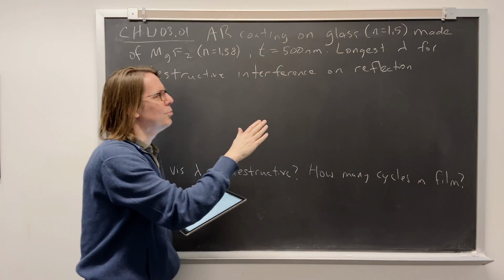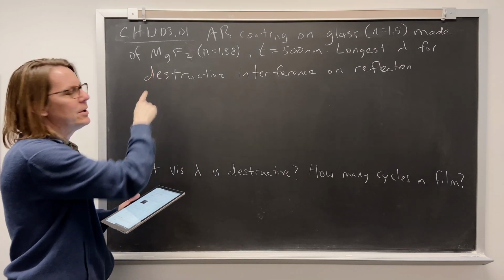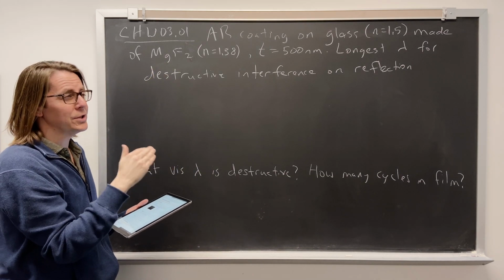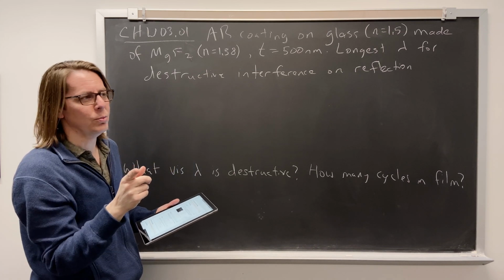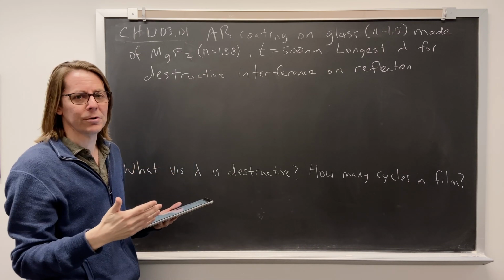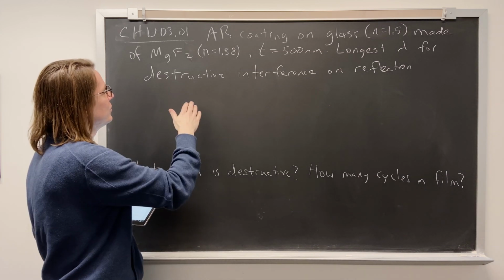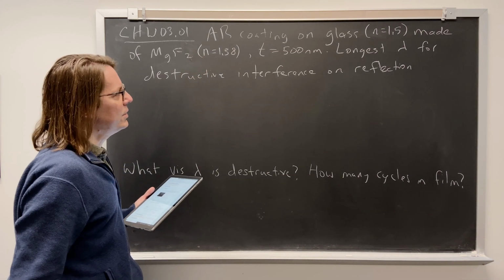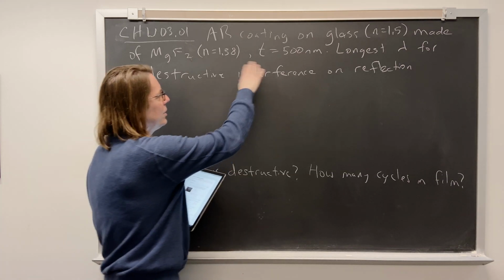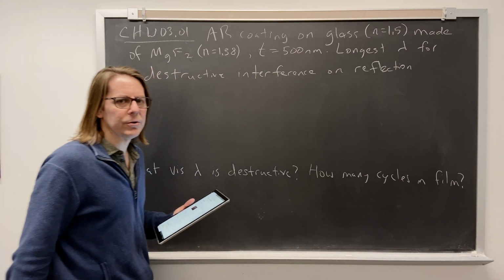Glass has an index of 1.5, and the coatings are usually made of magnesium fluoride. The reason is that it's very tough and has just about the index that you would want. It's not exactly the index you'd want, but we can't just have any index material. So magnesium fluoride is the closest and the cheapest and the toughest. Its index is 1.38, and they're giving you the thickness of the film, 500 nanometers.